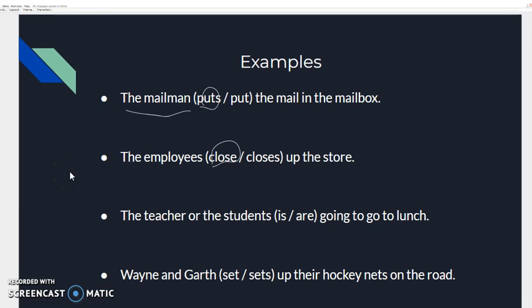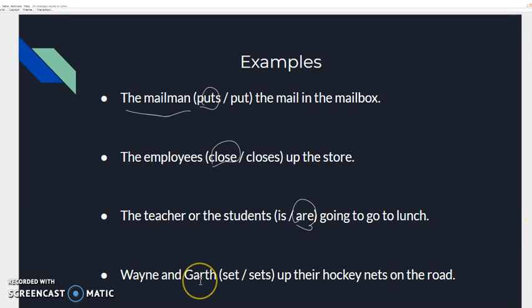The third sentence we're looking at is "the teacher or the students are going to go to lunch." Now this is a prime example we discussed earlier. The subject that is closest to the verb is the students, and the students is a plural subject, so we're using a plural version of the verb "is." So we're going to use the verb "are." The teacher or the students are going to go to lunch.